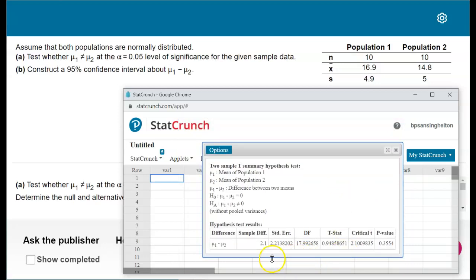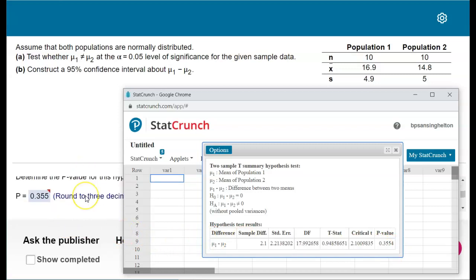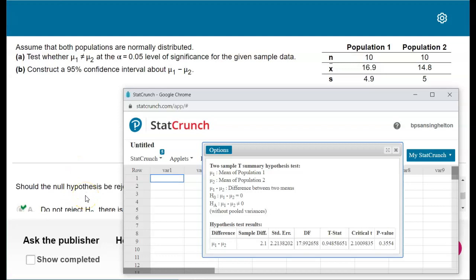So here we are. Here is all of the information that we need for this problem. This specific problem asks for the p-value, which is 0.355. So you can see that is in that part. Since 0.355 is much greater than the 0.05 level of significance, we would not reject the null hypothesis. It says this is not unusual. The difference is in these.